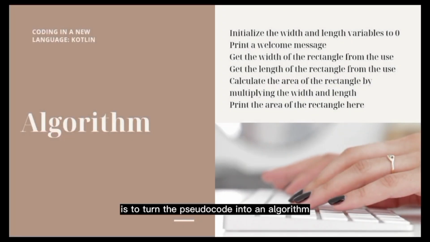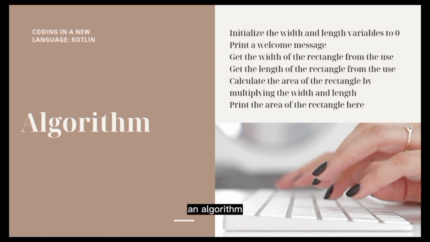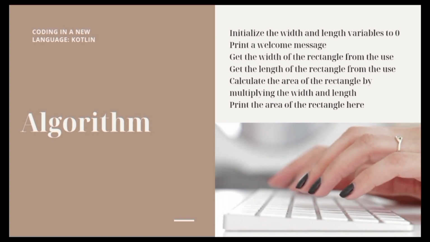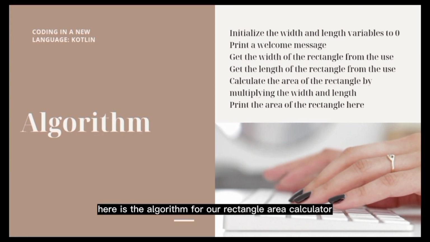The next step is to turn the pseudocode into an algorithm. An algorithm is a step-by-step procedure for solving a problem. Here is the algorithm for our rectangle area calculator.